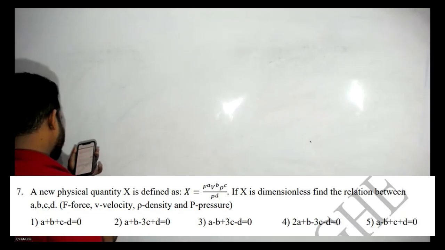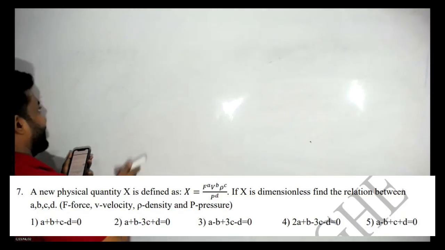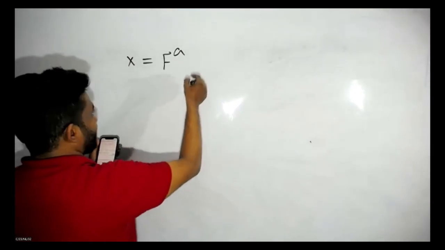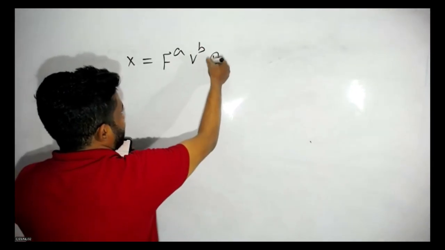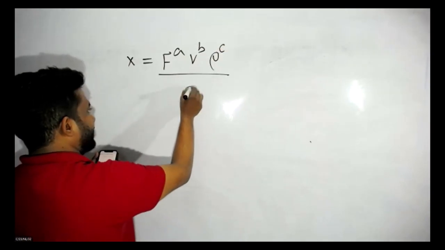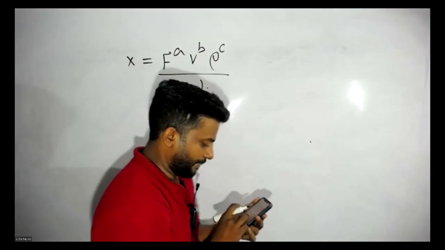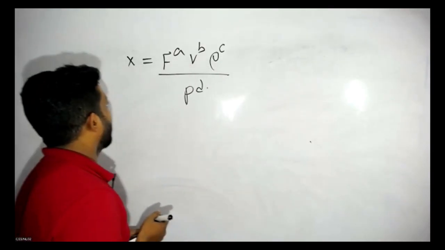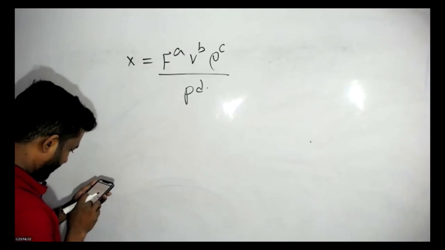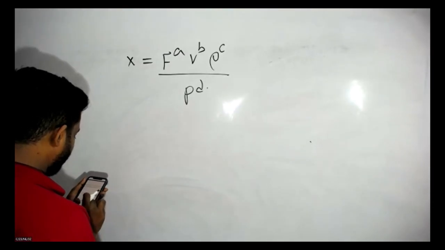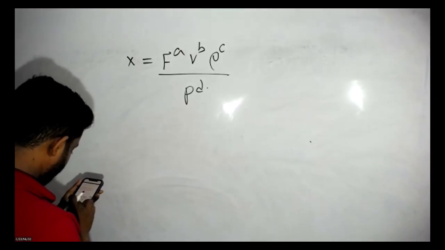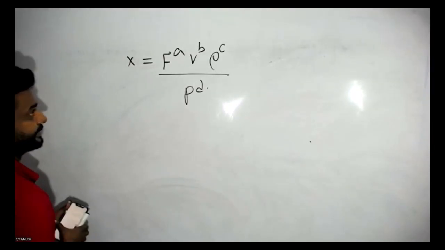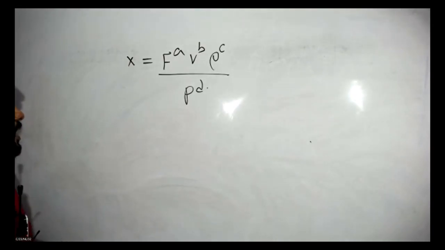Look, the new physical quantity x is defined as x is equal to F to the power a, v to the power b and rho to the power c divided by p to the power d. If x is dimensionless, find the relation among a, b, c, d. F is force, v is velocity, rho is density, p is pressure.